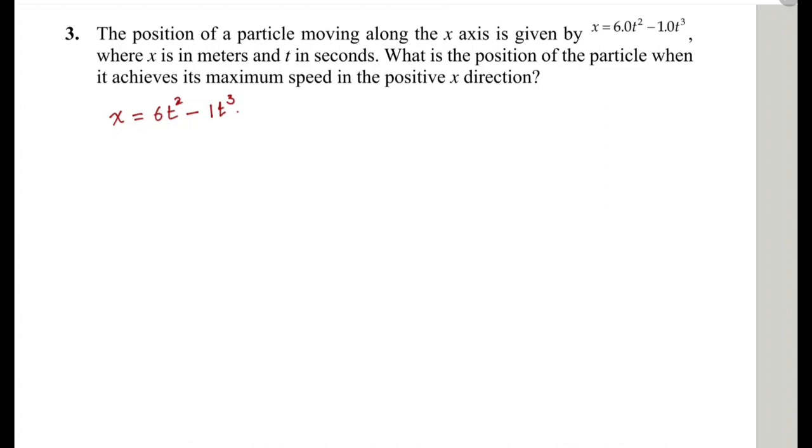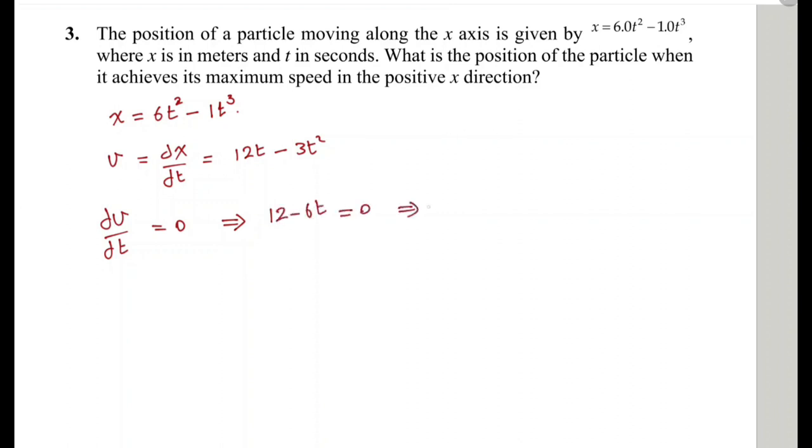So maximum will be achieved when the derivative of the velocity equals 0. So let's derive this one here. So v equals dx by dt, which equals 12t minus 3t squared. Now to find the maximum, derive v with respect to t and equate it with 0. In this case, 12 minus 6t equals 0, or t equals 2 seconds.